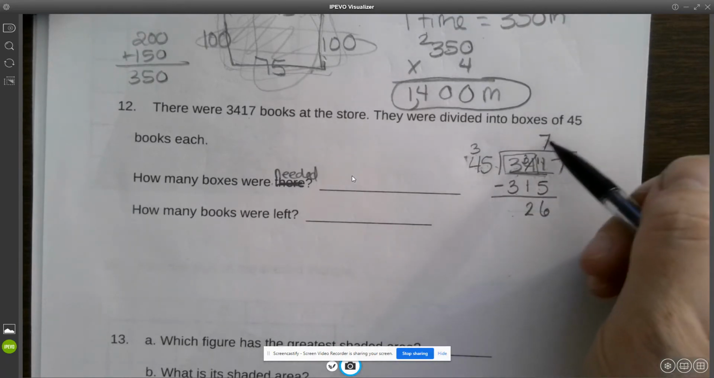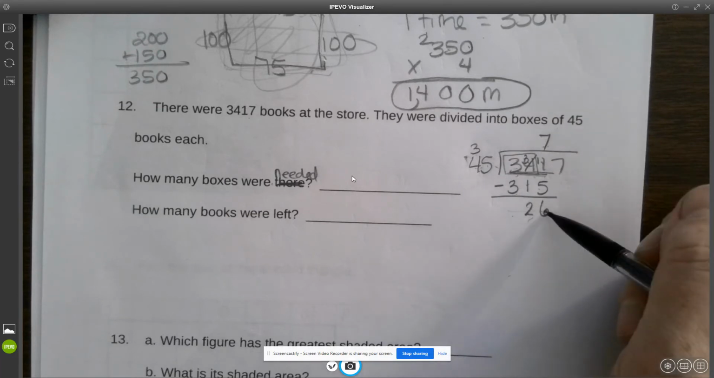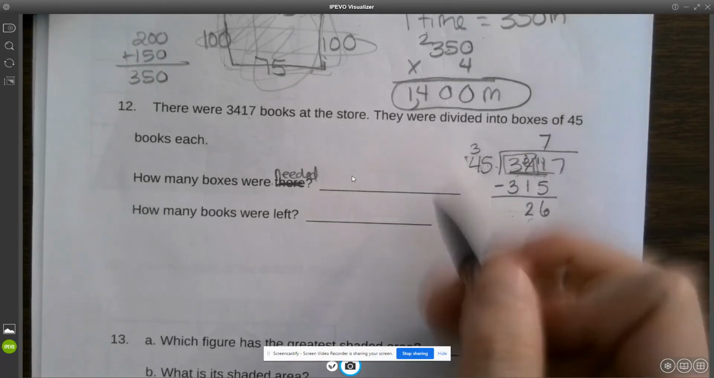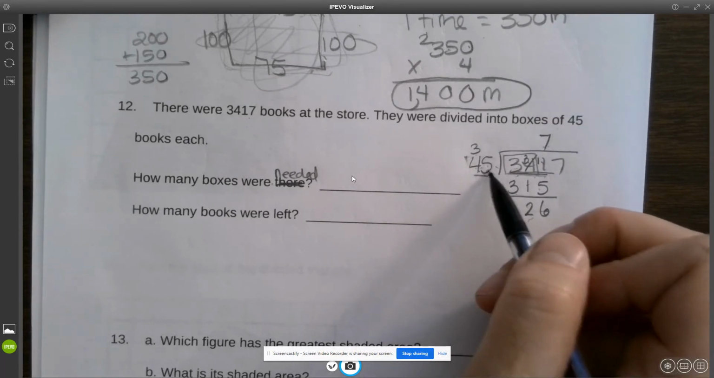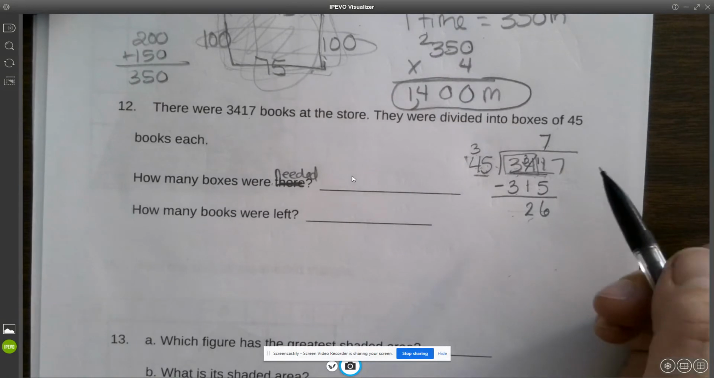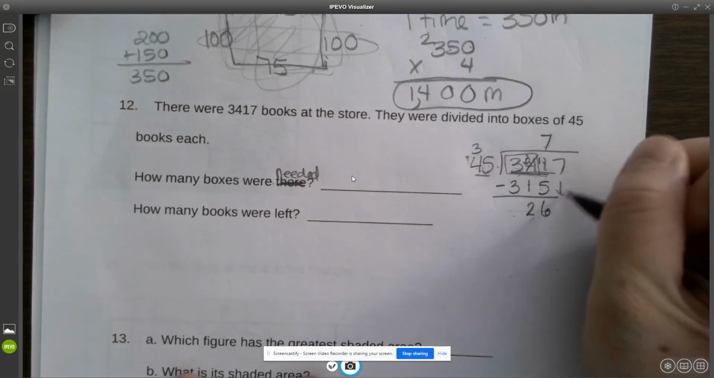So some of you might do 8 at first, and then you're going to realize, this is too big. I could have pulled out another one, and that's why you have to erase it and try it again. So if this number is more than 5, usually it's going to be 1 less. Okay, now I'm going to bring down my 7.